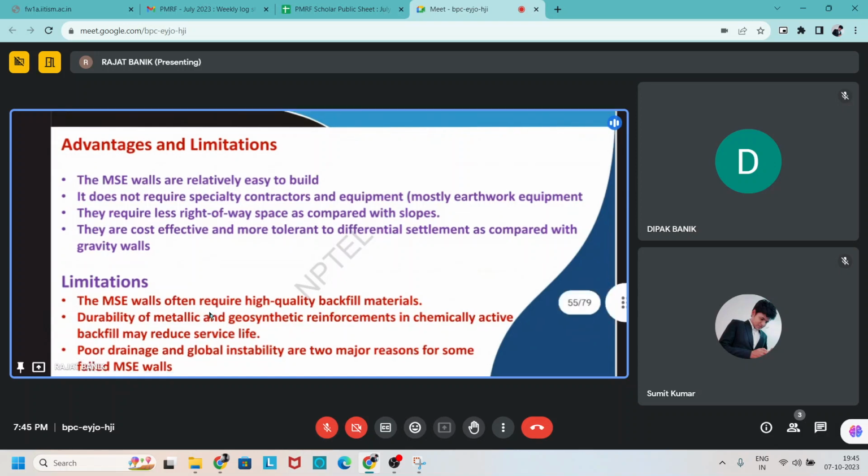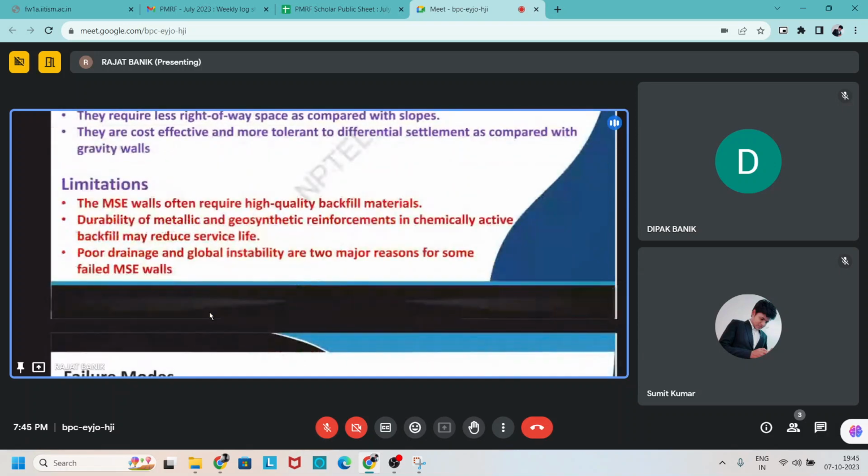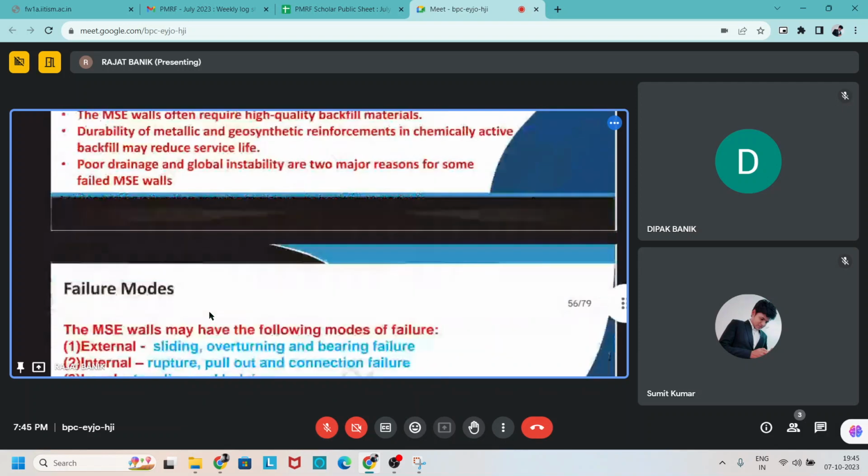Now we discuss the limitations. The mechanically stabilized walls often require high quality backfill material. Durability of metallic and geosynthetic reinforcement is a concern, and chemically active backfill may reduce the service life. Poor drainage and global instability are two major reasons for some failures of mechanically stabilized earthen walls. In short, we can say MSE wall.